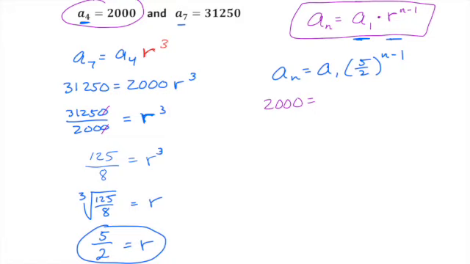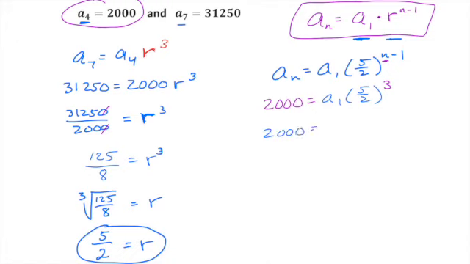That's the way that works. And so a sub 1 times 5 halves to the, when you substitute 4 in for n, 4 minus 1 is 3, which again should make sense that you're really just saying to get from the first term to the fourth term, it's multiplying by r 3 times. Again, that's just the difference of 3 to get from the first to the fourth. And so now let's just solve for a1.